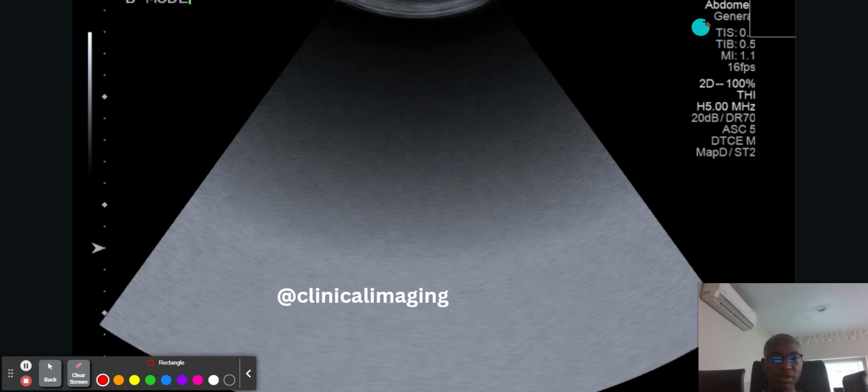Now, there is some other information that we have on the screen. We will go into detail to explain what this information represents, because it is very vital to help you understand how your image is being formed and which parameters are being used to acquire the image on the screen.